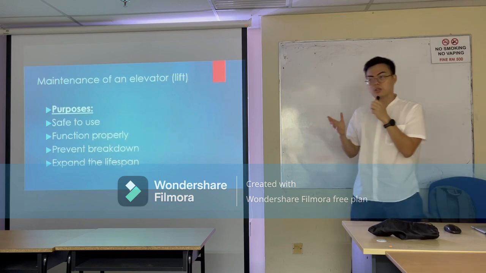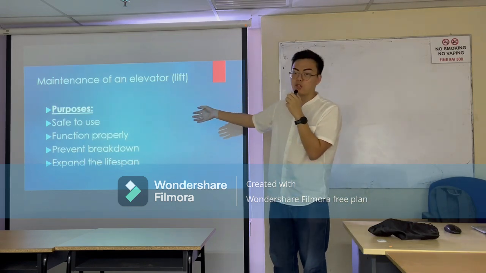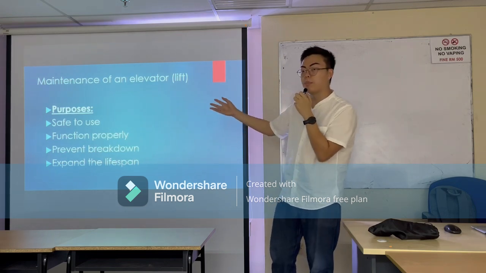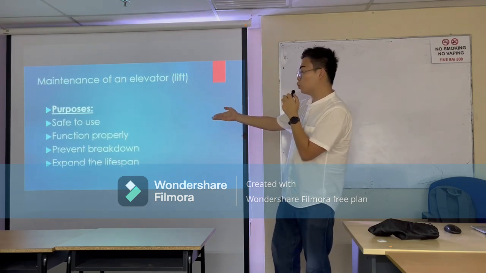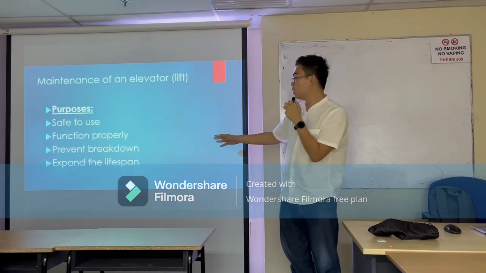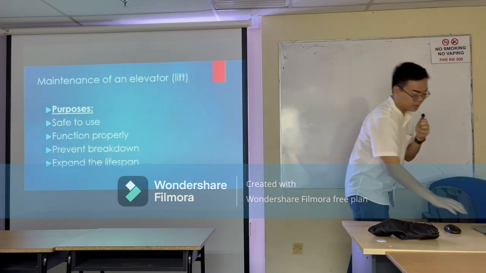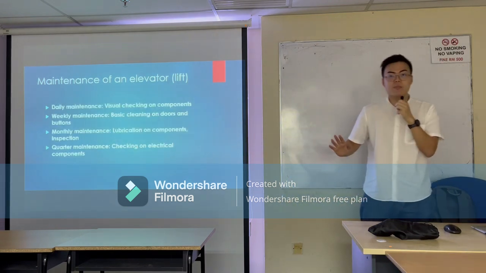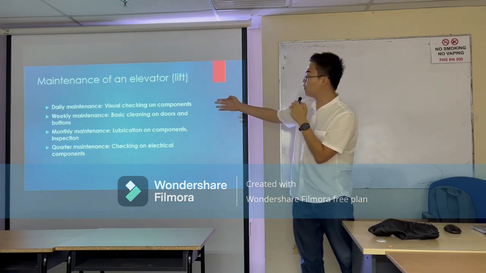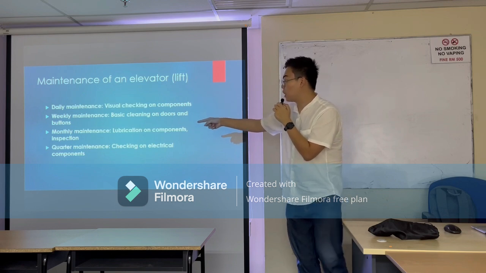So what is the purpose of maintaining an elevator? As usual, to ensure that it is safe to use, and also to ensure that the elevator will function in proper order. Maintenance also allows us to prevent any breakdown of the lift, and to expand its lifespan. When it comes to maintenance of an elevator, same as the escalator, we have four different parts: daily maintenance, weekly maintenance, monthly maintenance, as well as quarterly maintenance.